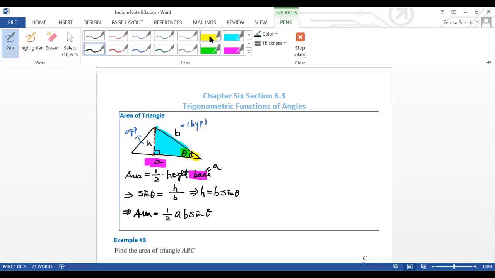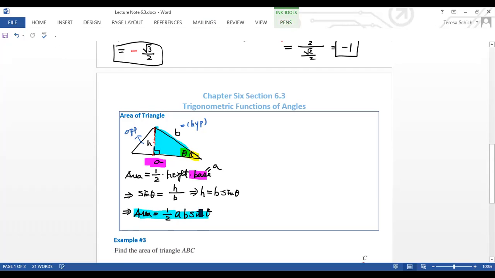Very, very beautiful formula here. Basically, if you have any triangle, and this is the angle you are given, then the area of this triangle will be 1/2 this side times that side times the sine of theta, the angle in between. It's a very handy formula.